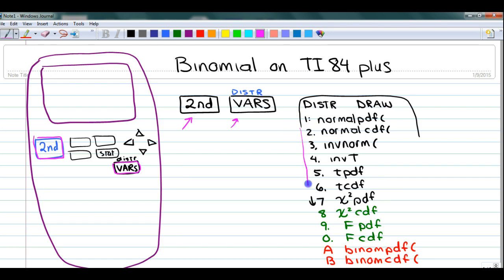Initially, you only see this much, but if you keep scrolling down, you can get to line A and B, which is Binom PDF and Binom CDF, and that's what we're going to be working with on this video. Be sure to press second, VARS, and you can scroll up or down, it doesn't matter, until you find lines A and B.